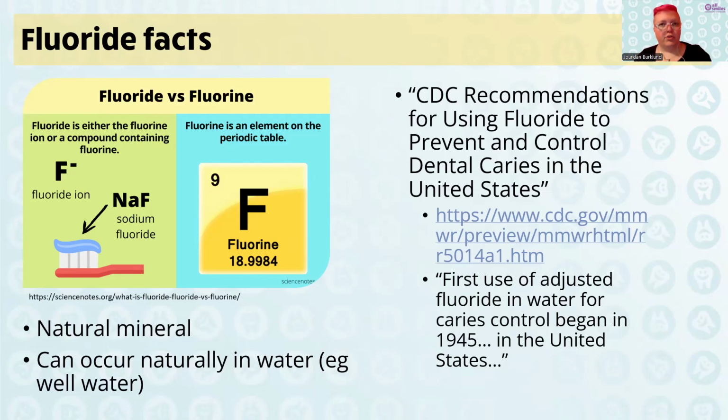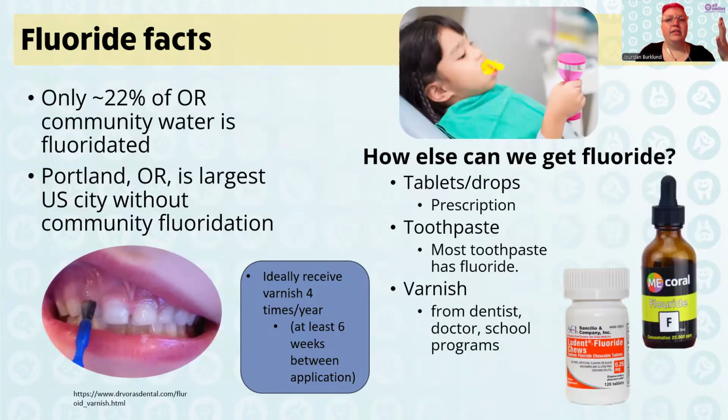Fluoride is a natural mineral, therefore, it can occur naturally in water. A lot of times, you find it in well water. It's something that the CDC has recommended and has been putting in community water areas since 1945. And it just helps strengthen the teeth and helps protect them from cavities. But even though it is something that we put in the water, only about 22% of Oregon's community water is fluoridated. And a not so fun fact is that Portland, Oregon is the largest US city without community fluoridation.